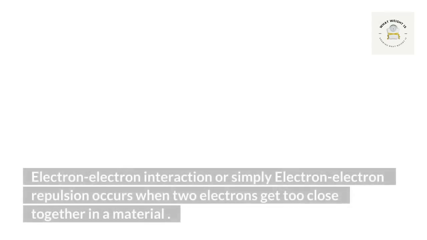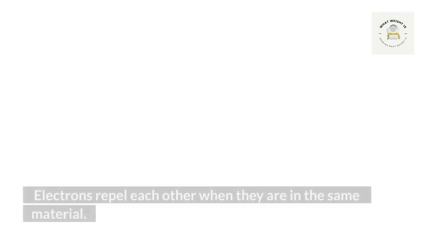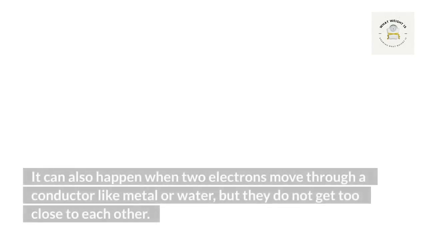Electron-electron interaction, or simply electron-electron repulsion, occurs when two electrons get too close together in a material. Electrons repel each other when they are in the same material. It can also happen when two electrons move through a conductor like metal or water, but they do not get too close to each other.